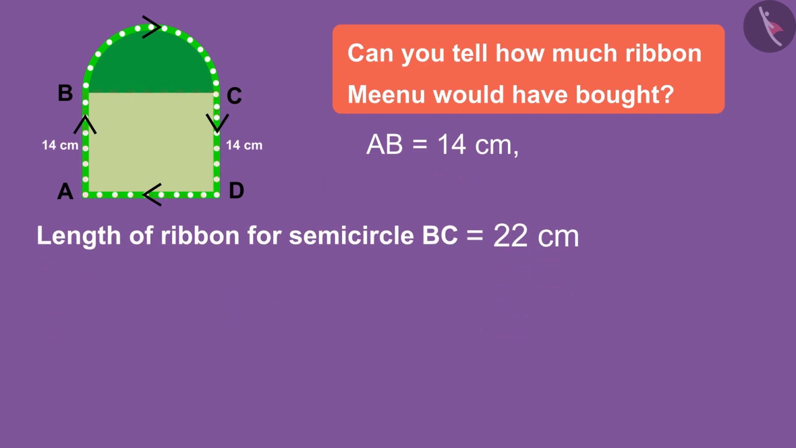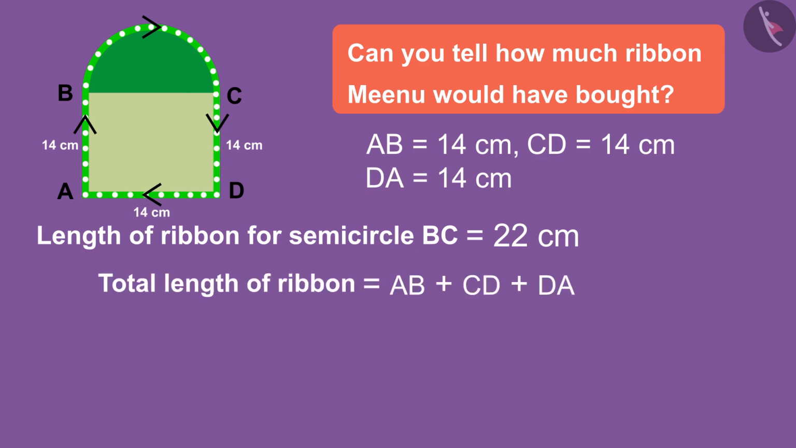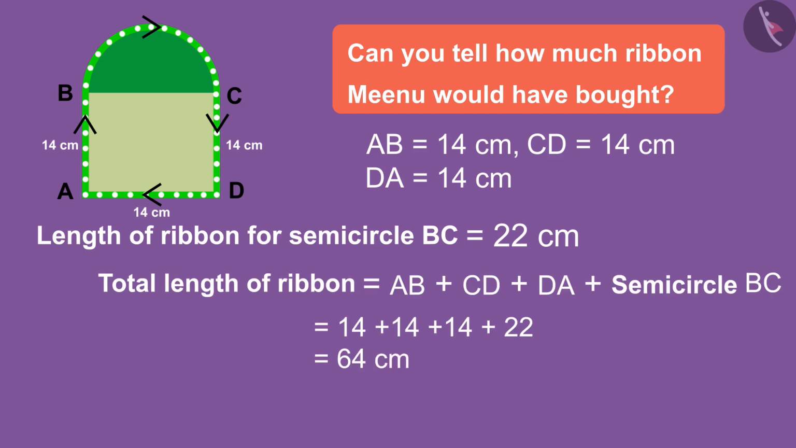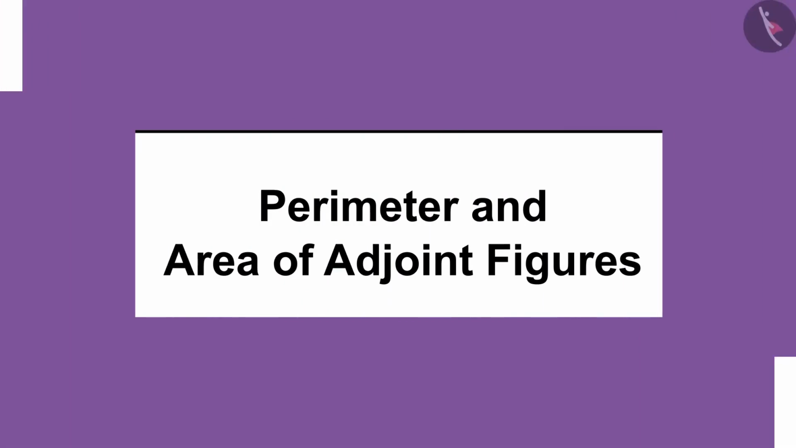Since the values of all the sides of the square are equal, therefore, a ribbon of 14 cm length will be put on CD and DA sides as well. In this way, a piece of cardboard will have a total of 64 cm ribbon. Therefore, Meenu has to take 64 cm ribbon. So today, we saw how we can find the perimeter and area of adjoint figures.